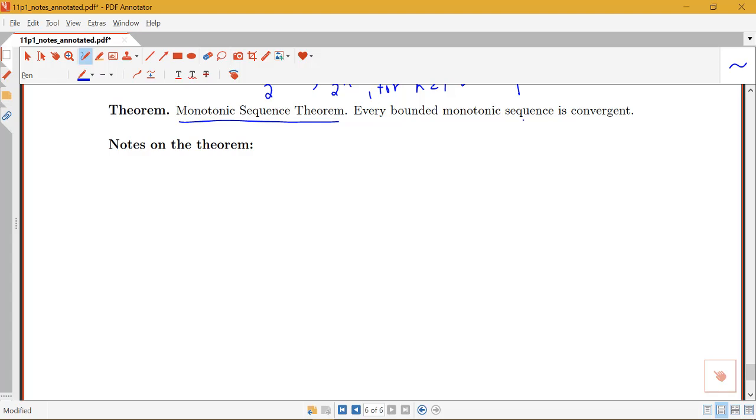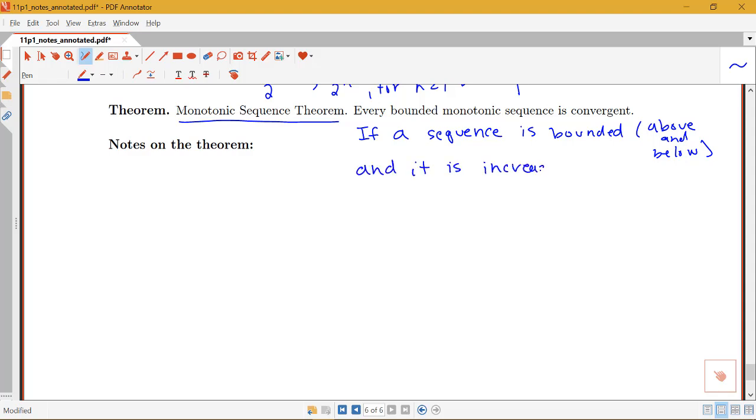Okay, so what does this mean? Let me write that out in a little more detail. This says if a sequence is bounded, meaning bounded above and below, and it is either increasing or decreasing, it must converge. That's what this statement is saying. So if you have the properties of being bounded and monotonic, bounded being staying within some strip, and either being increasing or decreasing, the sequence must converge.